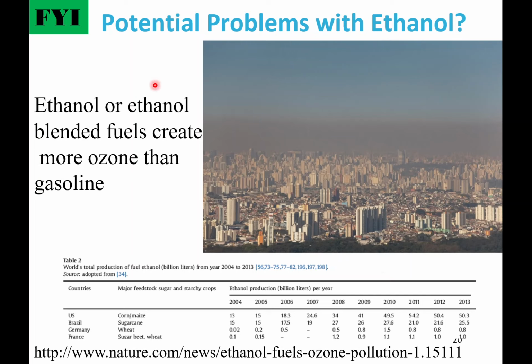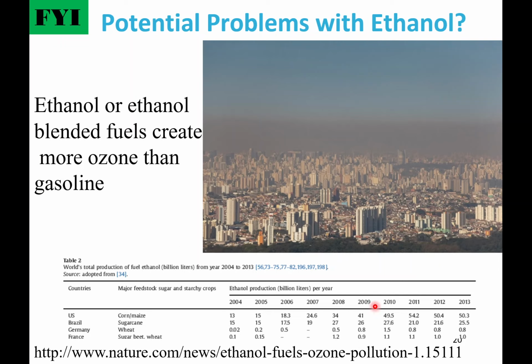Another problem with specifically ethanol used as a fuel is that when you use ethanol or add ethanol to gasoline, you create more ozone from the burning of that, especially when the temperature's over 90 degrees Fahrenheit. Okay, so that's just one of those unintended consequences, again, of trying to use something that's a greener fuel, a more renewable fuel, but there are drawbacks to it as well.